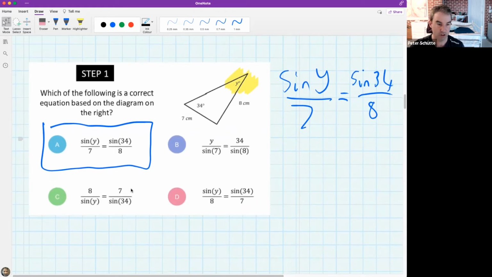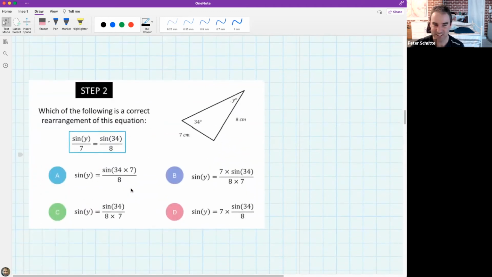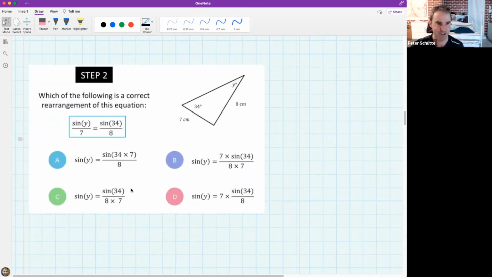Okay, you're doing so well. Let's just keep rolling, guys. Okay, it looks a little bit harder now. Step 2. So, well, actually, it's not that much harder. I think you'll be okay on this. But can you answer this multiple choice question?